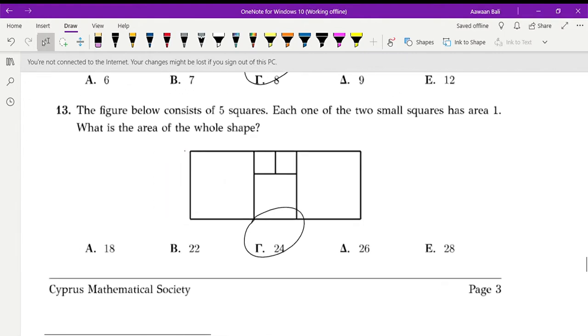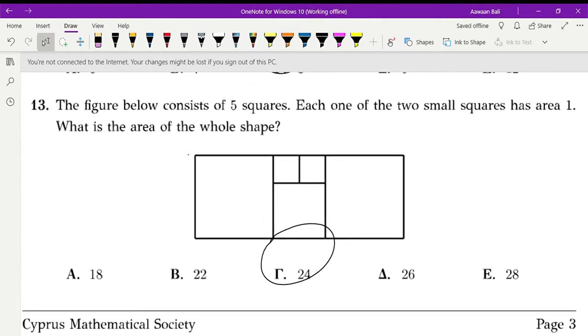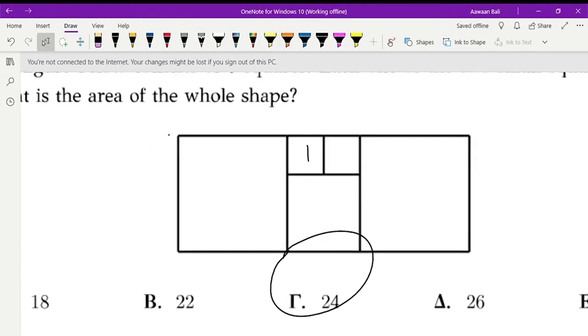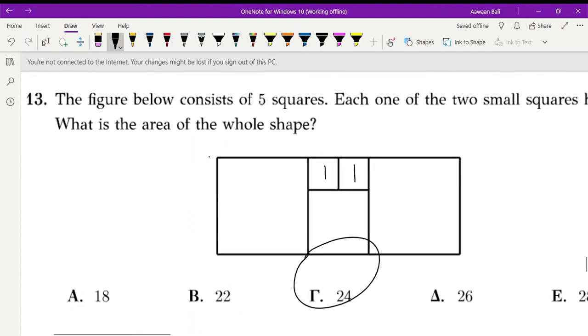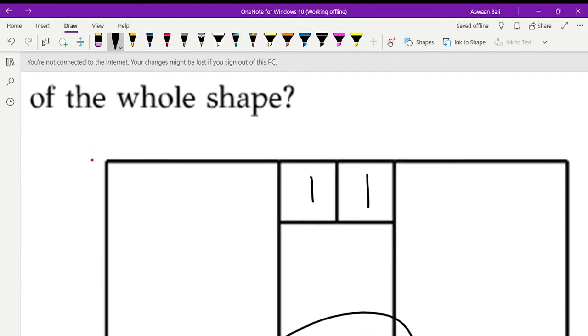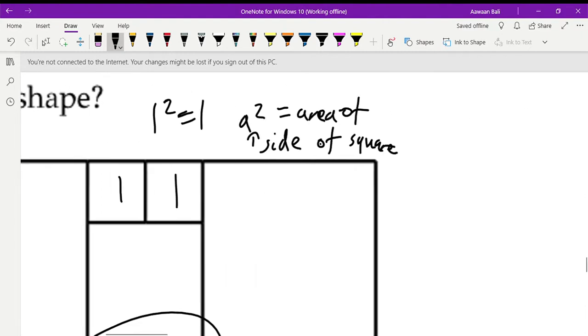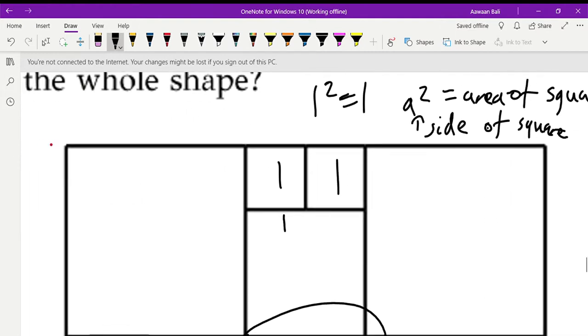Now, question number 13. The figure below consists of 5 squares. Each one of the two small squares has an area of 1. So we know that the two small squares have an area of 1. So what's the area of the whole shape? As we know, 1 squared is basically 1, and since a squared, where a is the side of a square, is equal to the area of a square, we know that the sides of the smallest squares is 1 itself. So we have 1 here and 1 here.